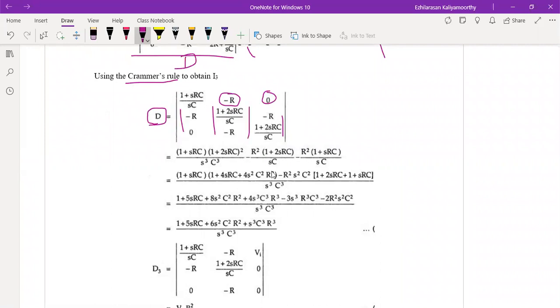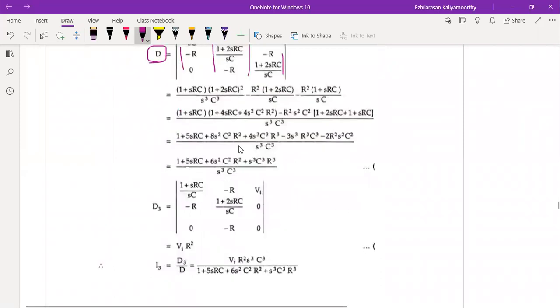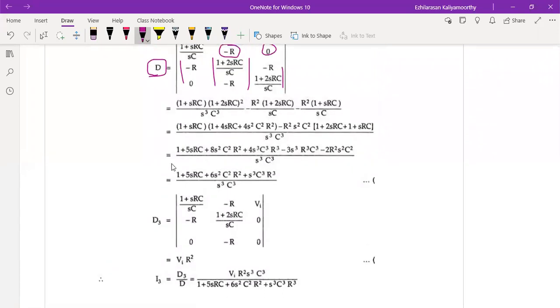It's very simple. You have to do a little bit of a lengthy process. You have to find the determinant of the matrix, as you know very well how to do. So finally, we'll get an expression like this, 1 plus 5. Once you get this expression, this is D, or sometimes you may call it del D.